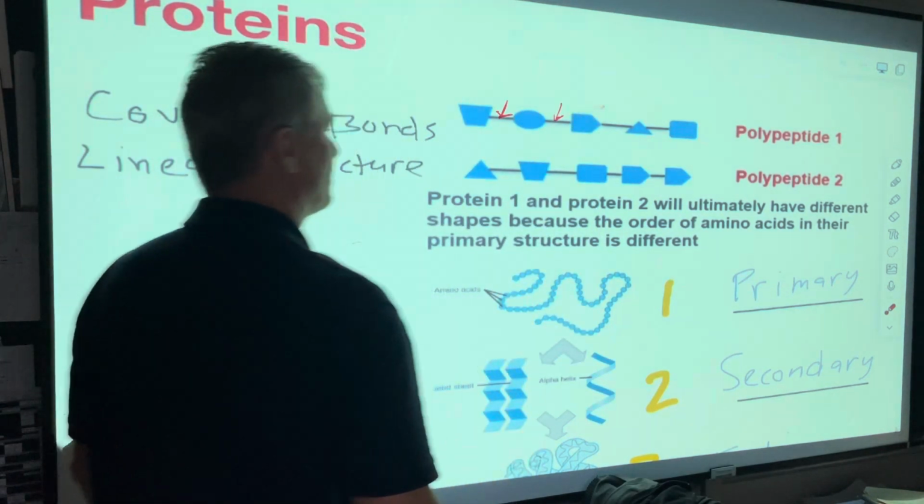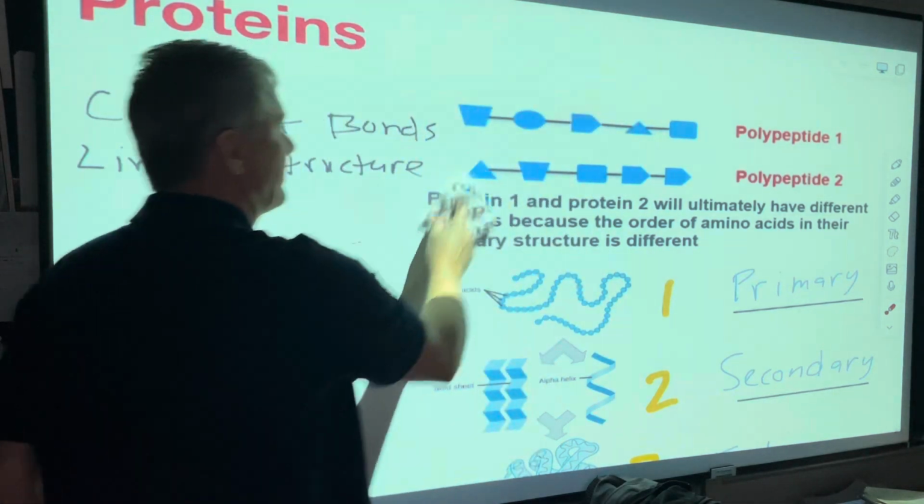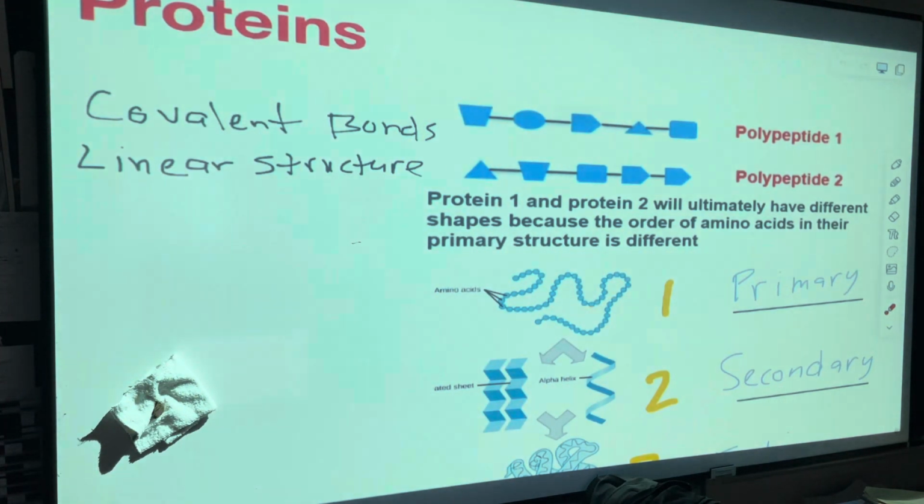You lose a water molecule, they attach. You add a water molecule, these protein strands will break apart. You take out a water molecule, they attach. You add water, they break apart.